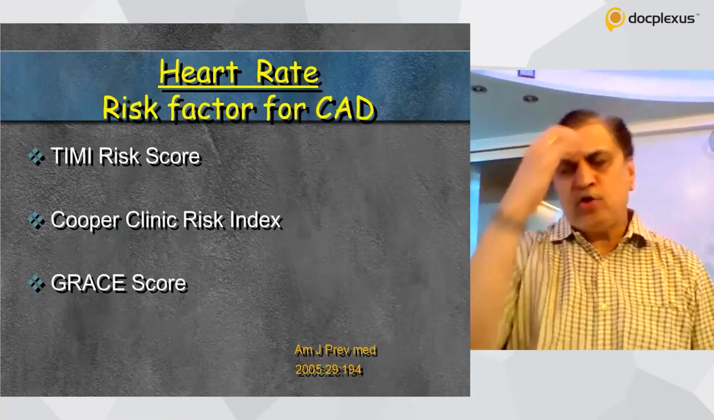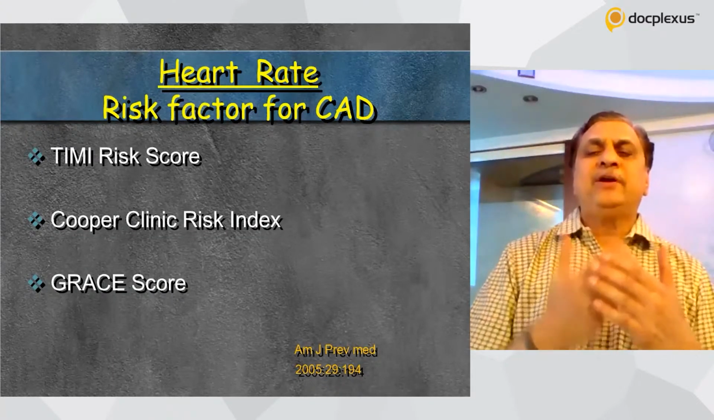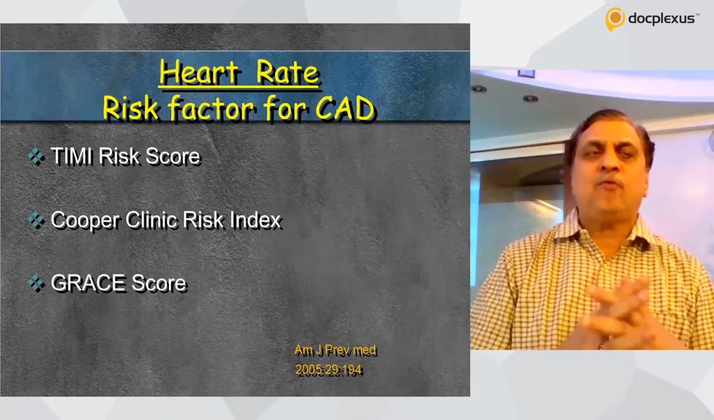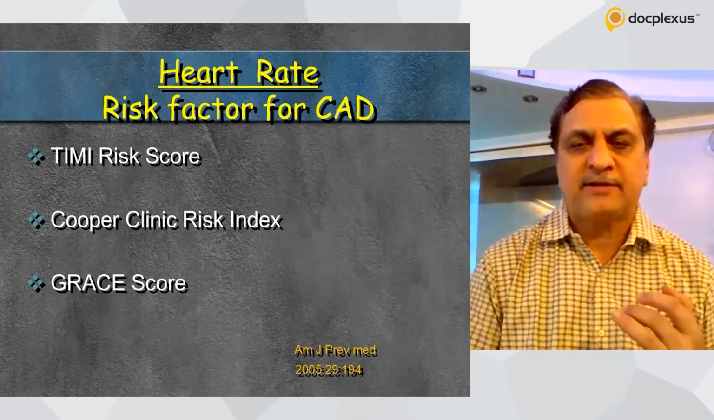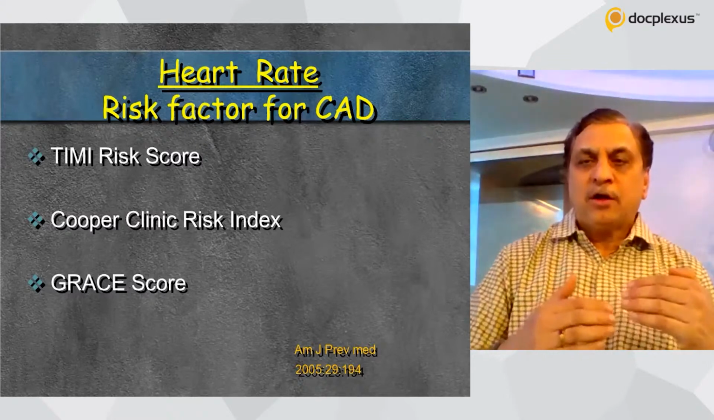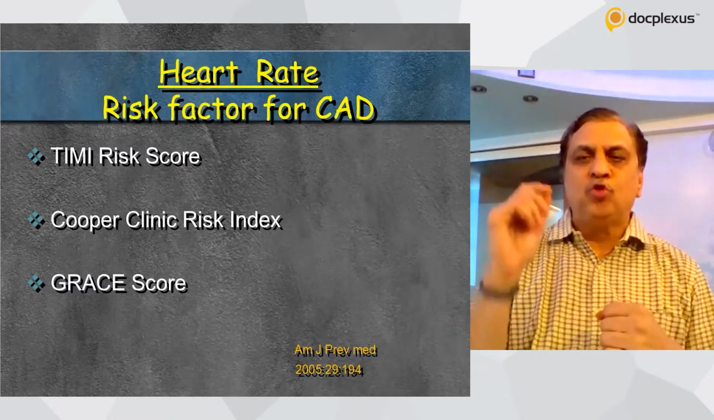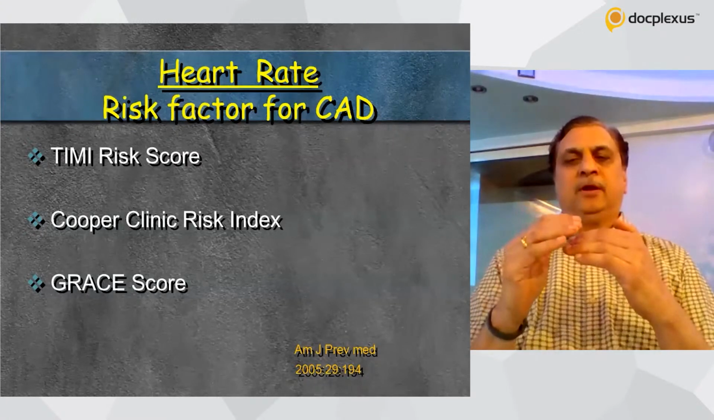The second important point you must know about stable angina and heart rate is: what about when we give beta blockers in stable angina? What must we look at? You must look at two things: that the resting heart rate should not exceed 80 per minute, and number two, when the patient has a positive stress test, you must look at what pulse rate the stress test is positive.